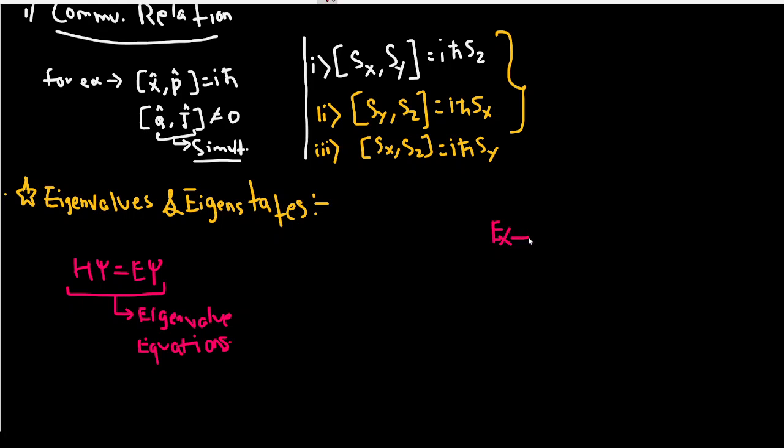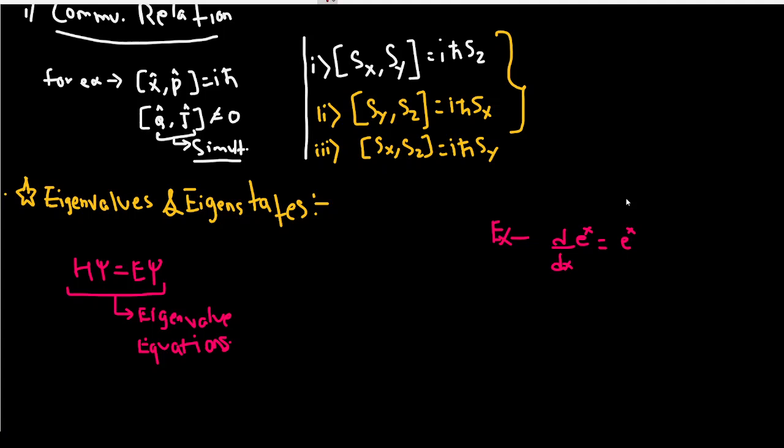Suppose that I have an operator d by dx. You know that d by dx is an operator, and I operate this operator on a function e to the power x. What will happen? It is equal to e to the power x, because you know that the differentiation of e to the power x is equal to e to the power x.